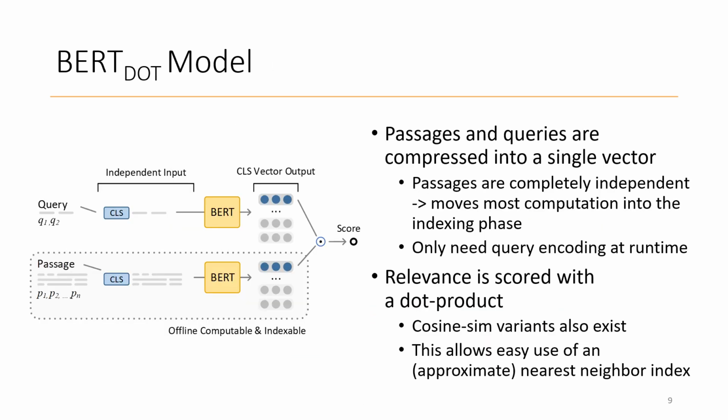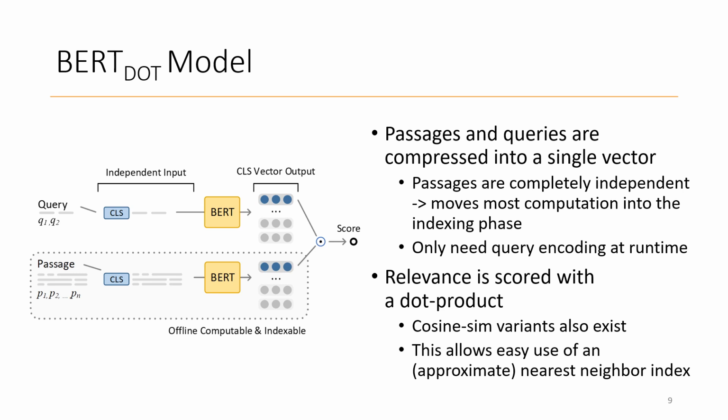I have mentioned the BERTDOT model before in the previous slides, but now let's look at the heart of dense retrieval, which is the BERTDOT model. And we call it BERTDOT so that we can distinguish it from BERTCAT, for example, but others are calling it Siamese BERT, Twin BERT, or BERT Tower or so.